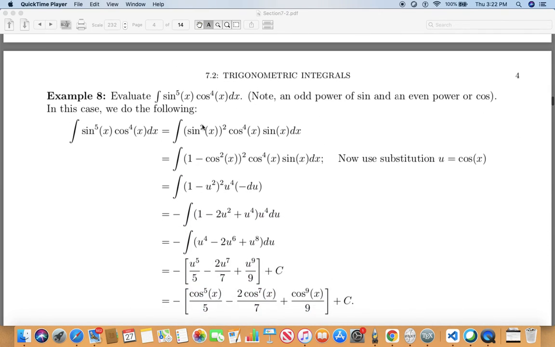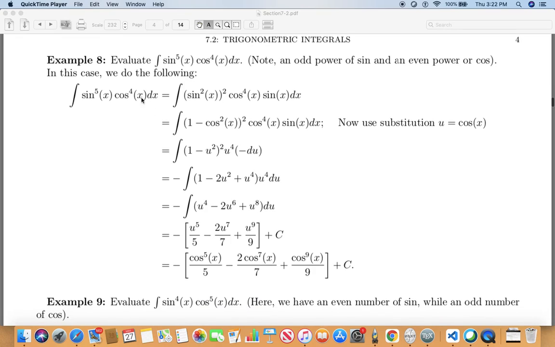Let's try. Here I have an odd power of sine and an even power of cosine. So it's easier to separate the odd power. So remove one of the sines aside. From sine to the fifth power, I remove one. 4 powers are left, so that's sine squared, power 2. Sine squared itself is 1 minus cosine squared x, power 2. There is a cosine to the power 4 to begin with in your question, and then sine x dx.